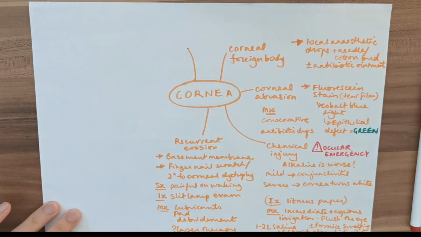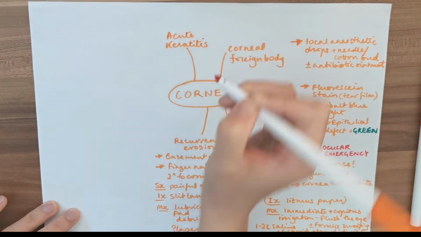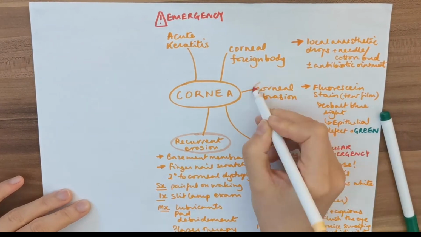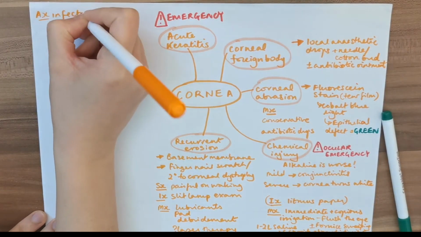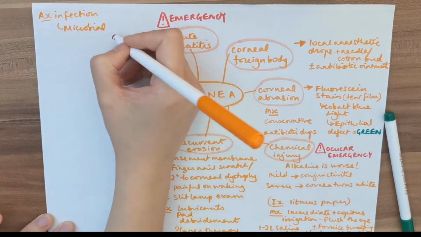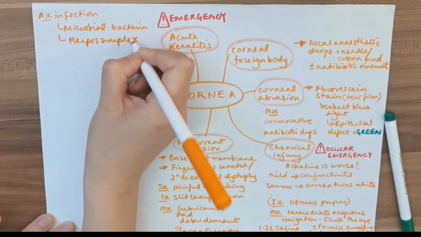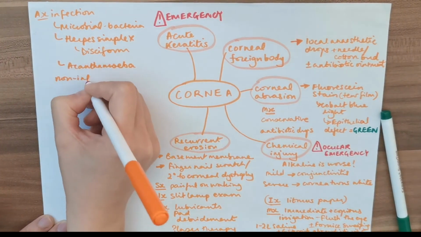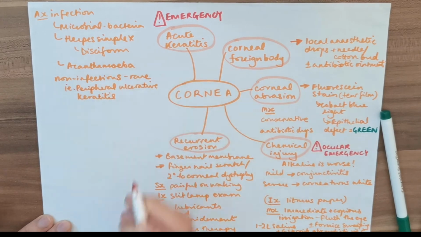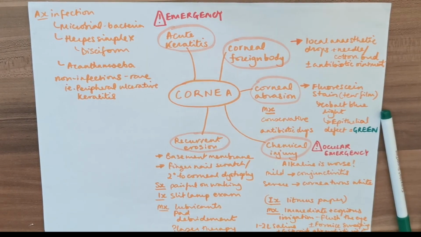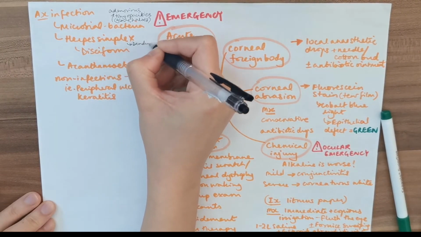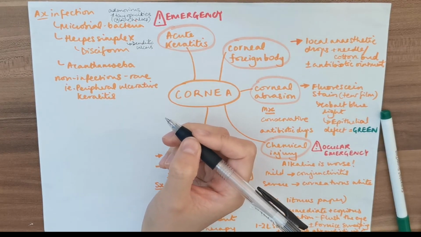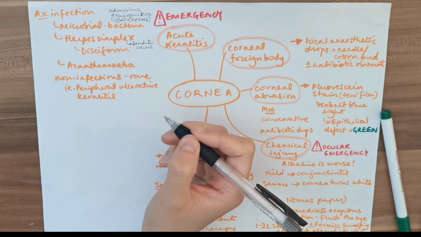So lastly, we're going to talk about acute keratitis, which is an emergency. It is caused by microbial invasion of the cornea, causing inflammation and damage to the corneal epithelium, stroma, and endothelium. But you can also get non-infectious keratitis, which is rarer, such as peripheral ulcerative keratitis. So infectious keratitis-wise, you can get bacterial keratitis, which is the more serious form, and risk factors include contact lens wearers, or any ocular surface diseases like blepharitis.